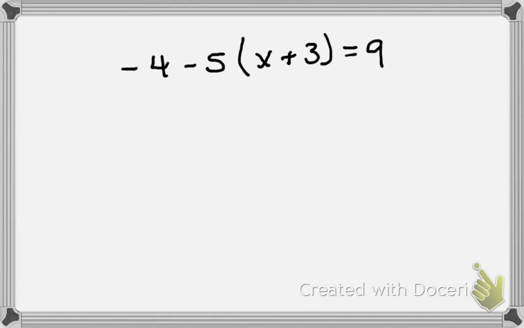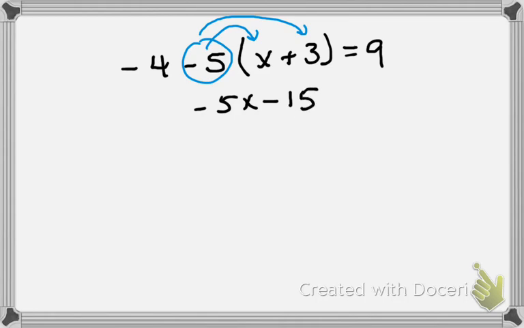So here's what we're going to do. We're going to distribute negative 5 to x. And when I do, I get negative 5x. Then I'm going to distribute negative 5 to 3. So negative 5 times 3 is a negative 15. I'm going to go ahead and bring down my negative 4 and equals 9 sign. Now I've distributed and multiplied.